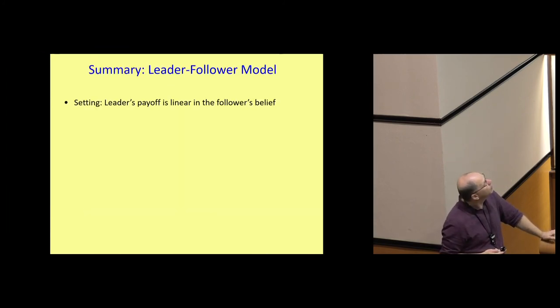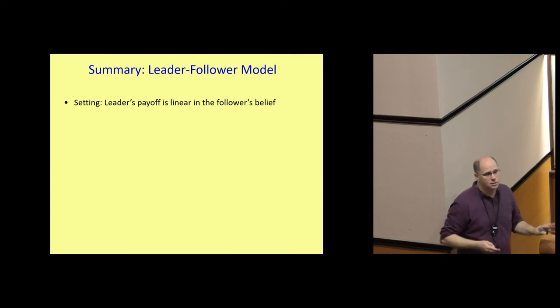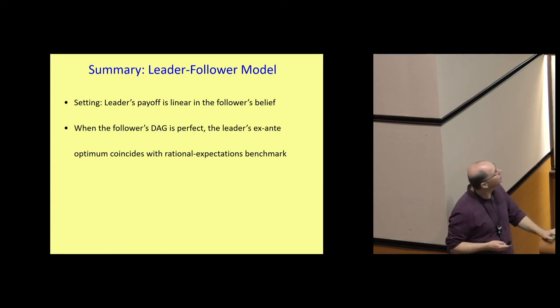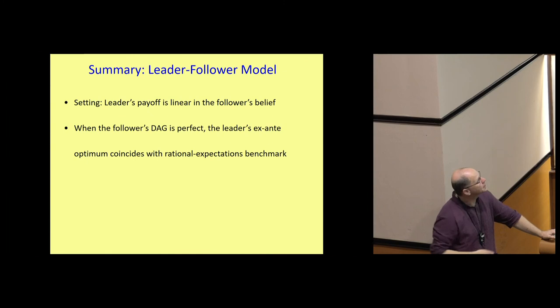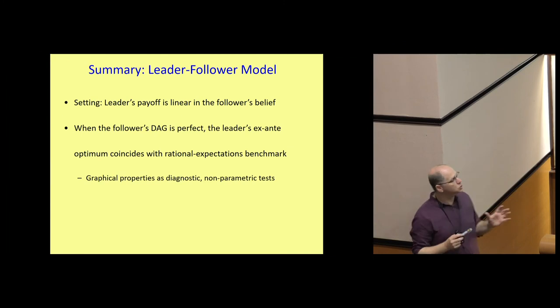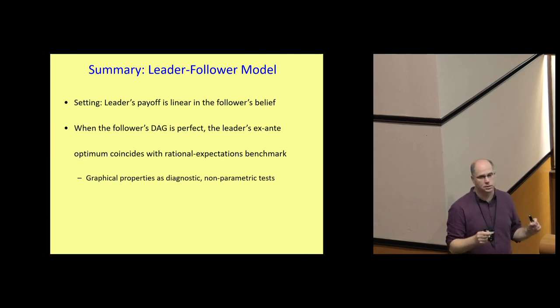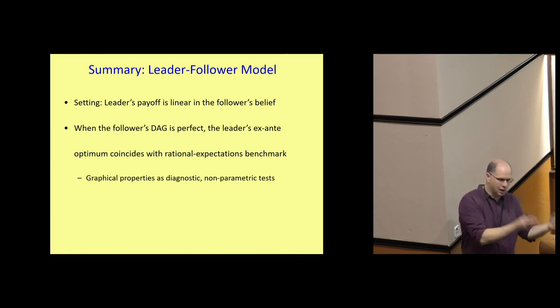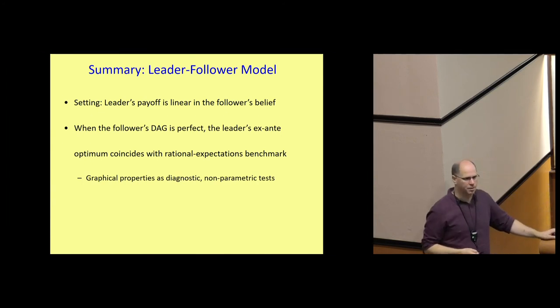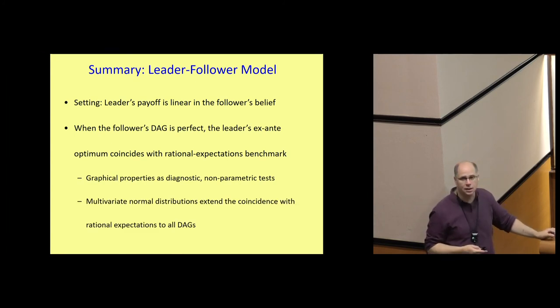So let's summarize the leader-follower model. We looked at environments, applications, in which the leader's payoff is linear in the follower's belief, and when the follower's DAG is perfect, the leader's optimum coincides with the rational expectations benchmark. Once again, just like last time, we saw that we can use purely graphical, non-parametric properties for diagnostic tests. You just look at the graph, you don't have to worry about parametrization, and you can run a test, and that test gives you the answer. If the answer is positive, then you're done. If it's negative, then you need to worry about parametrizations. But then some parametrizations kill that anyway.